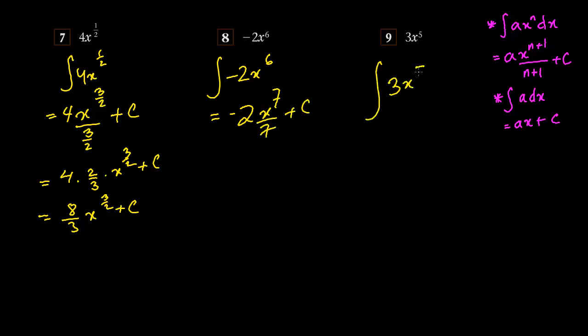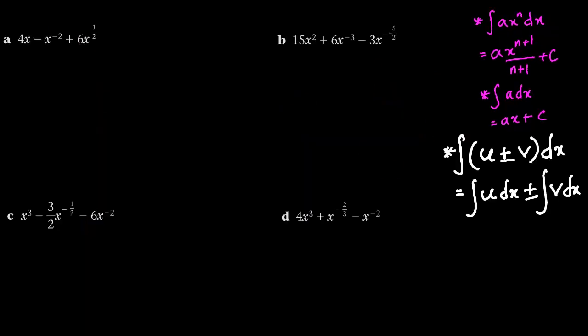Integration of 3 x to the power 5 dx. The question will have dx. So 3 is the constant outside the integral, and this would be x to the power 6 by 6 plus c. So 3 by 6 is half x to the power 6 plus c.